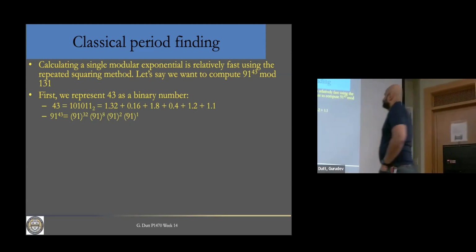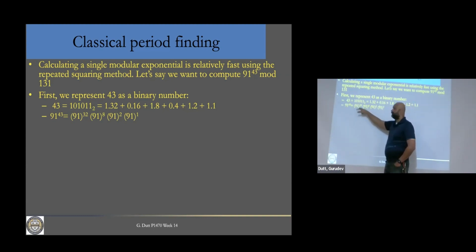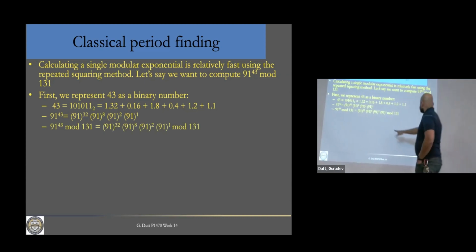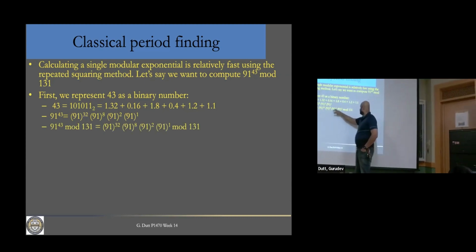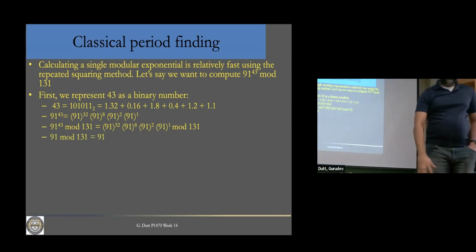So therefore, 91 to the 43 is broken up into these powers. 91 to the 1, 91 squared, 91 to the 8, 91 to the 32. And now we'll look at each of these individual guys. We're going to find each of them individually. So let's look at that.